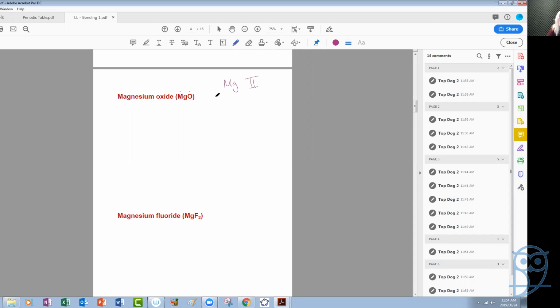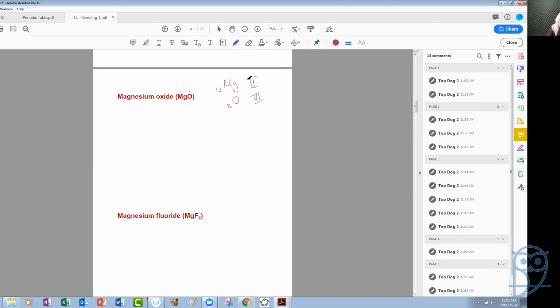It's a group 2 element, and it has 12 electrons. It has atomic number 12, and the oxygen is part of group 16, or the main group 6 in the old numbering. And the oxygen, of course, has 8 electrons altogether, or 8 protons. Okay, so magnesium oxide, how are we going to represent their bond?